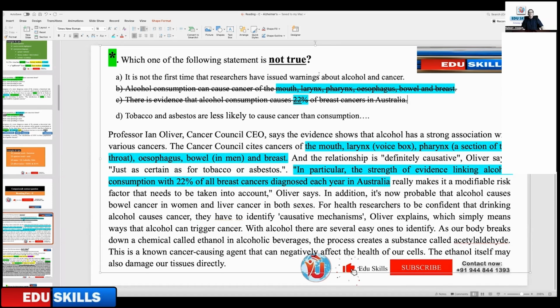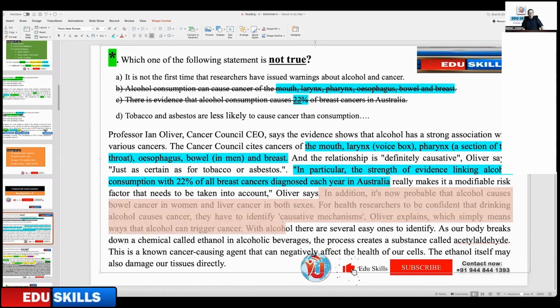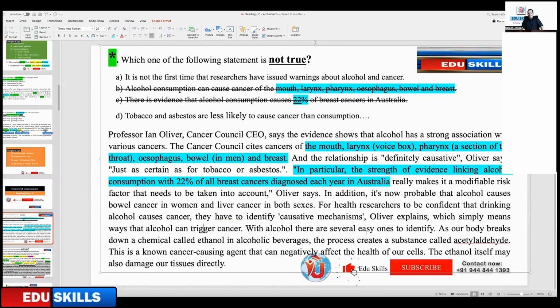Now, it is not the first time that researchers have issued warnings about alcohol and cancer. Do you have that somewhere? Yeah, in addition, it's now probable that alcohol causes bowel cancer in women. For researchers to be confident that drinking alcohol causes cancer, they have to identify causative mechanisms, which simply means ways to cancer. With alcohol, there are several easy ones to identify. As our body breaks down a chemical, the process creates a substance. This is a known cancer-causing agent. Known means already known, right? Which means it is not the first time. That also can be eliminated.